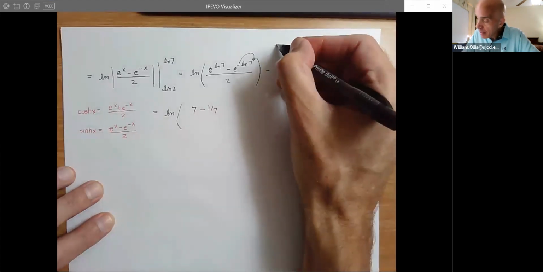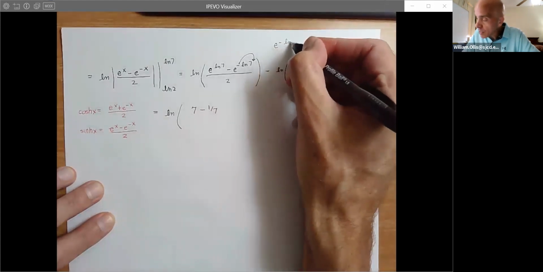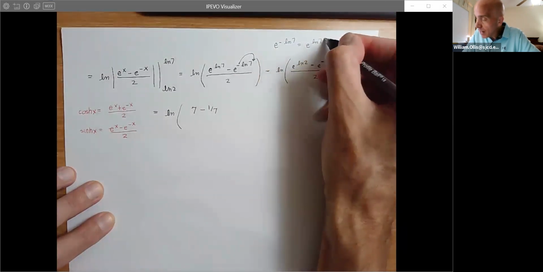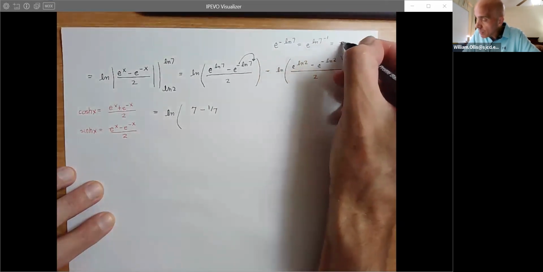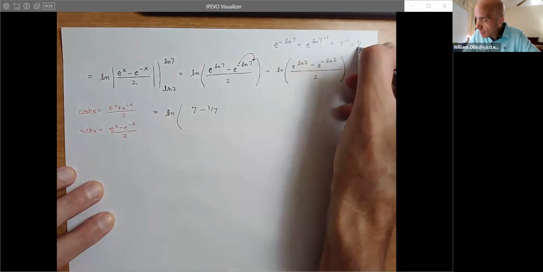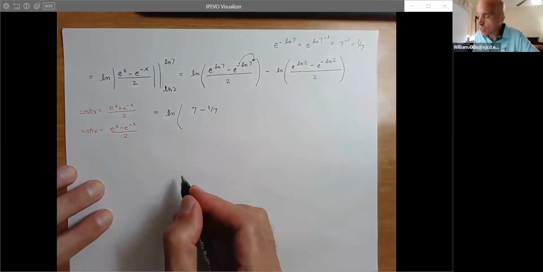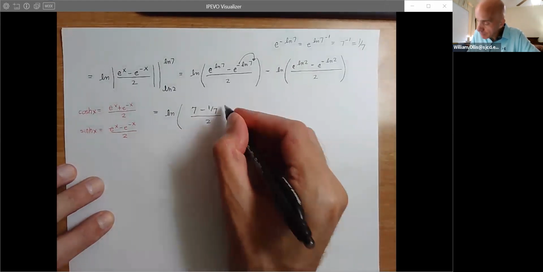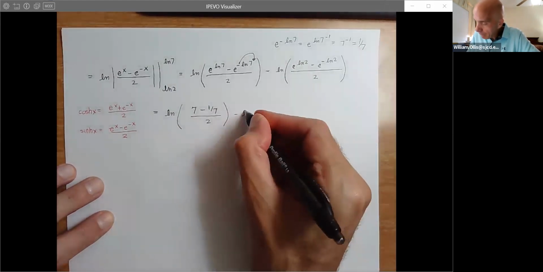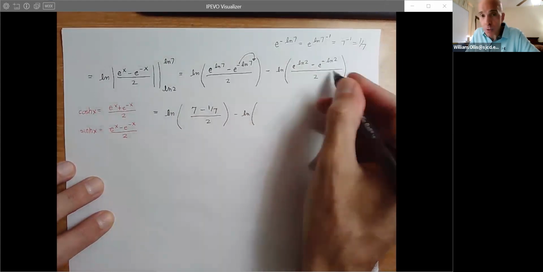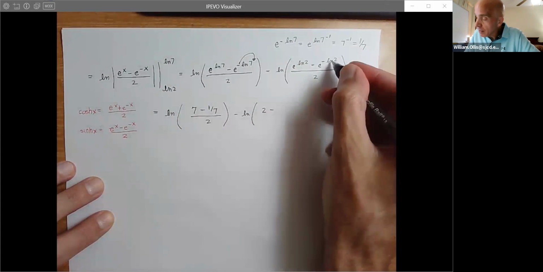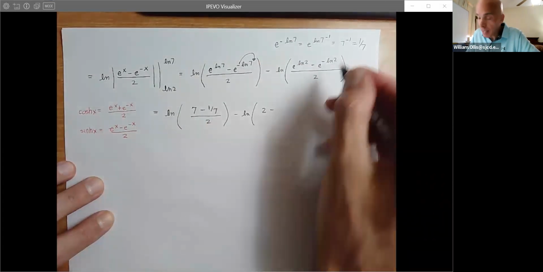Again, e to the negative ln 7 is just e to the ln 7 to the minus 1, which is 7 to the minus 1, which is 1/7. Okay, so just some basic pre-cal, divided by 2. And now here we'll do the same thing. We'll get 2, and again, like we have 1/7 here, we get 1/2 here.